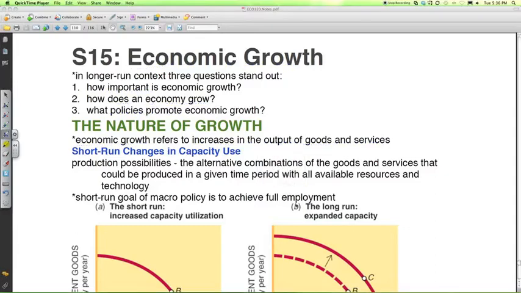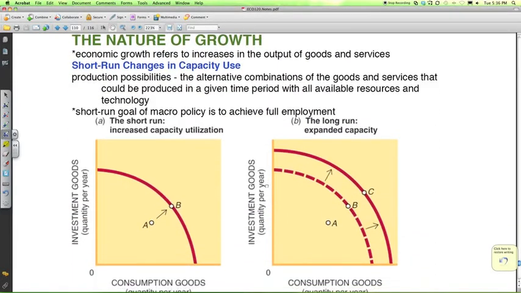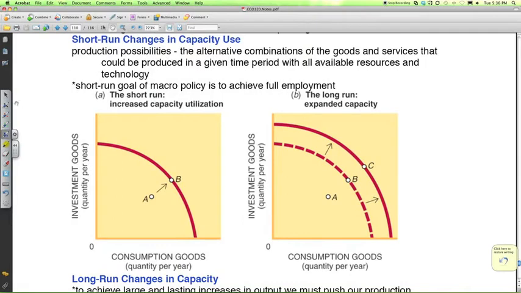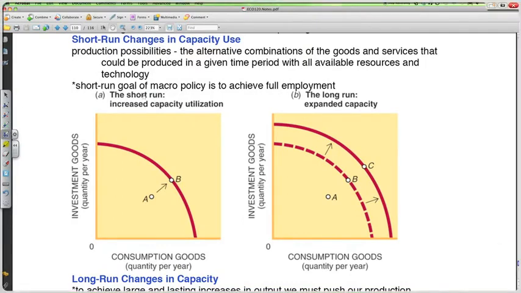You guys should remember that from an earlier section, we looked at our production possibilities curve. And you can remember that our production possibilities here is just looking at the possibilities we have as a country or as an economy to produce. And usually we just look at alternative combinations. Here we have a combination as being either making investment goods or making consumption goods. We look at a certain time period and then we assume that we're using all available resources and technology.